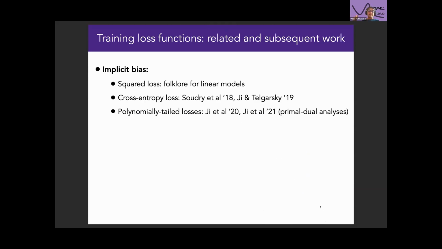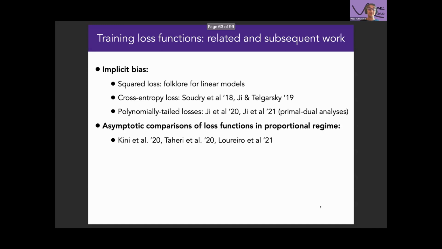So just before I move on to talking about the implications of all of this on test performance, I want to just situate everything I've said in the context of some related work. So I talked a bit about implicit bias at the beginning of this talk. And as I mentioned, that kind of story says a lot about how we have these different types of solutions coming from different losses. Something I did not talk about much was the case of polynomially tailed losses. I think there are many interesting questions there to see whether these equivalences carry over to that setting as well.